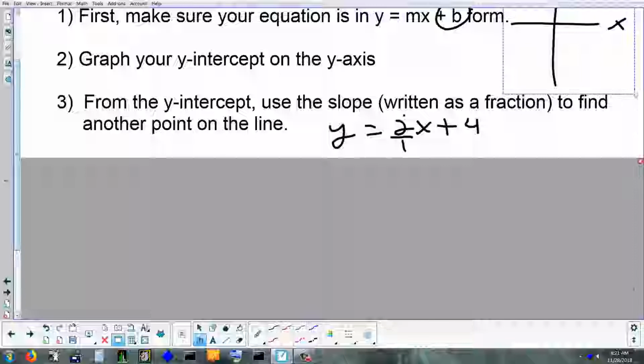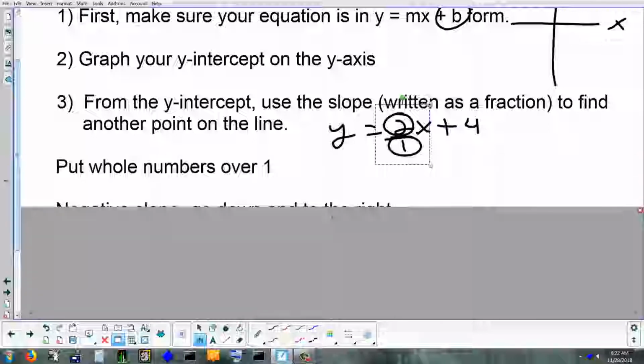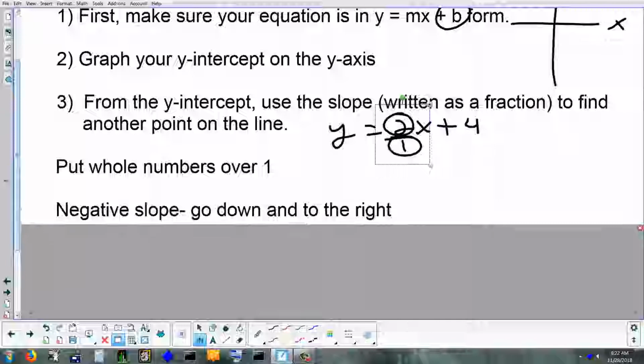So in this case, rise, run. So the 2 and the 1, they're directions. So rise, think about rise. Like if you let a balloon go, it rises up, right? Rise is up or down. So rise is in the top, run is in the bottom. So there's only 2 ways we're going to move, right? Whole numbers over 1. We just said that.